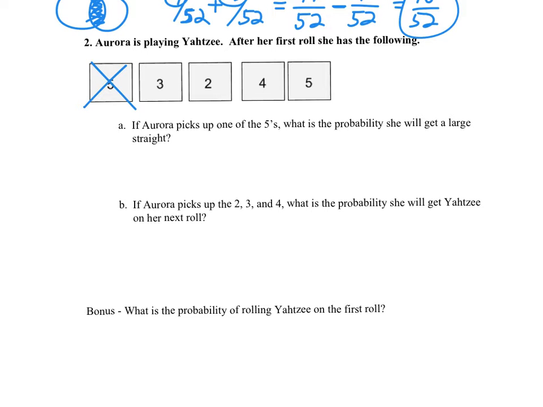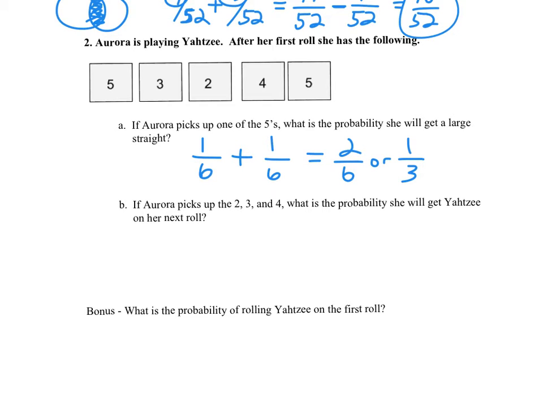This is the best chance to go for the large straight when you're sitting on a 2, 3, 4, 5, because you could get a 1 or a 6. 1, 2, 3, 4, 5, or 2, 3, 4, 5, 6. So the probability of getting a 1 is 1/6, or the probability of getting a 6, which is 1/6. So we're going to add those probabilities and get 2/6, or 1/3. She has a 1/3 probability of hitting that large straight. All right. Well, she could do other things, obviously.